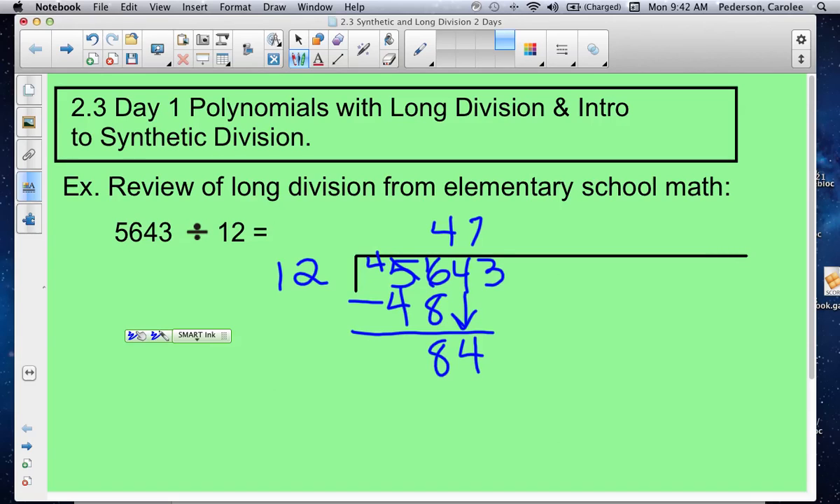So now we say 7 times 2 is 14. 7 times 1, so you're carrying it. And subtract. 0. Bring down the 3. Can 12 go into 3? No, so this is what we call our remainder.